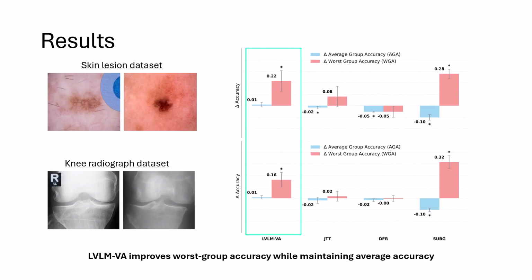We evaluate LVLM-VA on two real-world medical datasets, knee radiographs and skin lesion images. The key metric is worst group accuracy because shortcut learning often harms specific subgroups. Across both datasets, LVLM-VA improves worst group accuracy while maintaining average accuracy. This means the model becomes more robust to spurious correlations without sacrificing overall performance. Compared to group balancing methods, our approach does not require group labels and also provides a human interpretable alignment process.